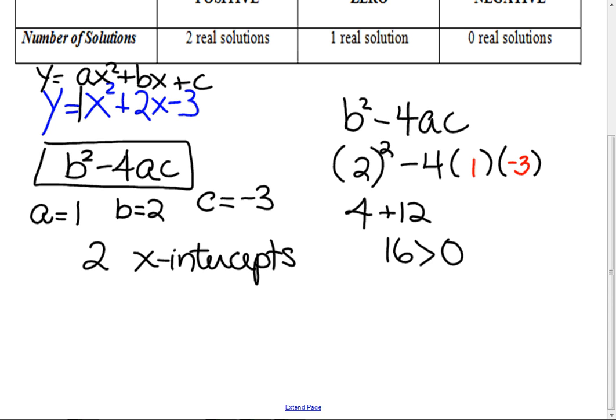Now, here's the thing. When I do this, I don't show the substitution for b. I don't even recommend you show the substitution. Just square it. Here's b. What's 2 squared? 4. Then I do show this substitution. I do show that one. And a was 1 and c was negative 3.